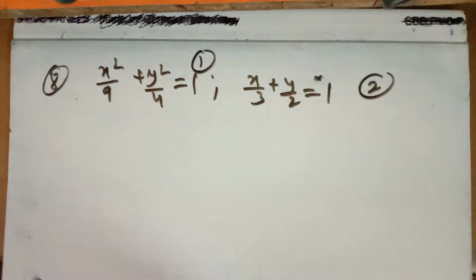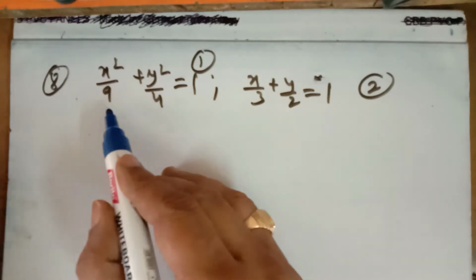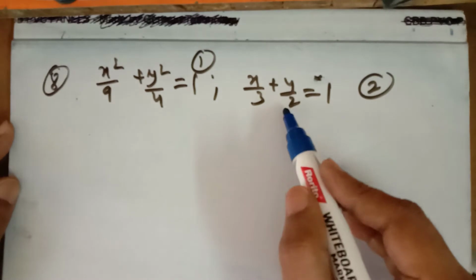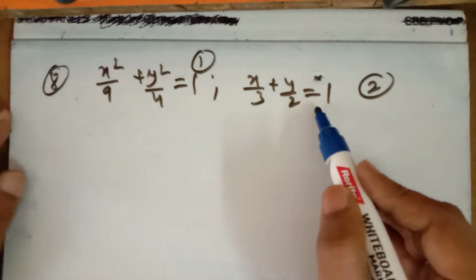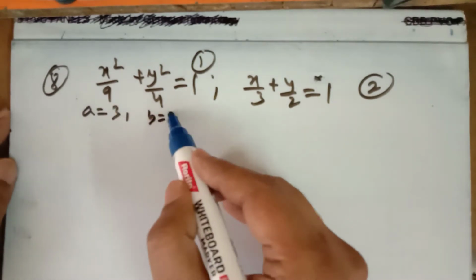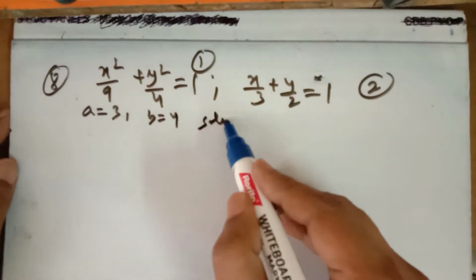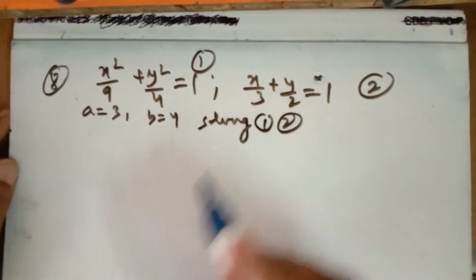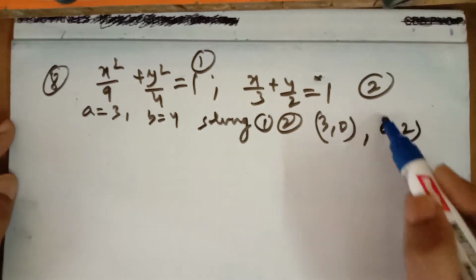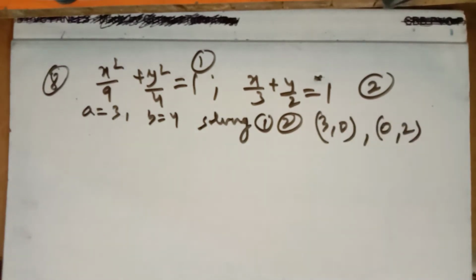Now if you see these two curves, the first curve is representing an ellipse which is symmetrical to the horizontal ellipse, and this is a straight line not passing through the origin. As usual, first of all, write a and b of the ellipse, and when you solve these two equations, you'll get the points of intersection at (3, 0) and (0, 2). You take your own time and solve these points of intersection.